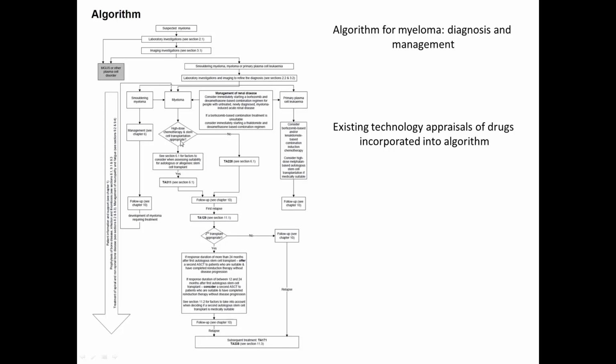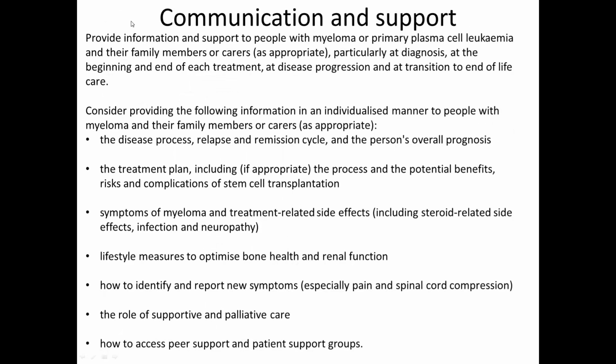There's an algorithm here. It looks very complicated. I apologise, but this is an algorithm for myeloma, suspected myeloma, and then we've got recommended laboratory investigations and imaging investigations. Then if we suspect it's myeloma, then there may be further investigations, which I'll go into, and then it follows a course here depending on whether the patients are suitable for intensive pathway with high-dose transplant or not.